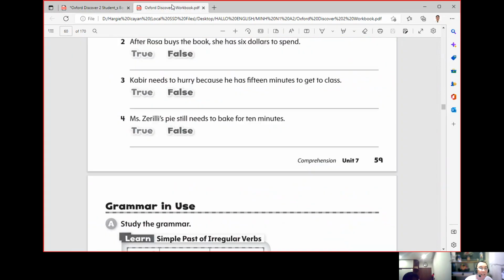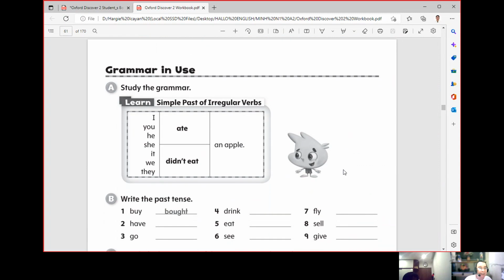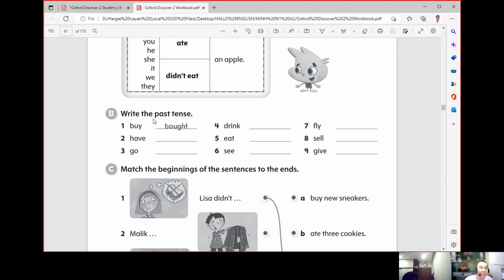But before that, we have to go in here. So we can also say, I ate an apple. You ate an apple. He ate, she ate, it ate. We can also say, I didn't eat an apple. You didn't eat an apple.